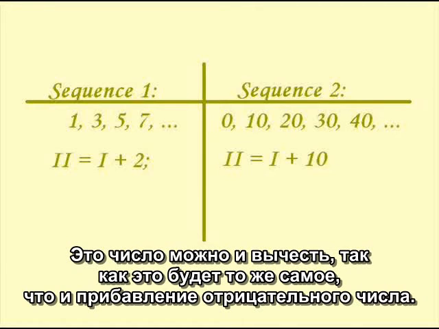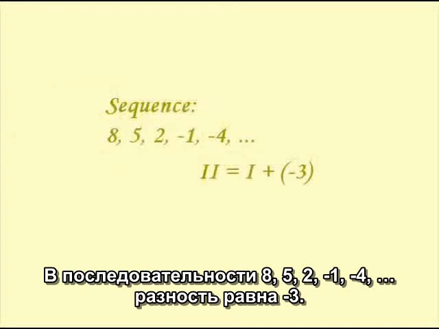We could also subtract a constant instead, because that is just the same as adding a negative constant. For example, in the sequence 8, 5, 2, -1, -4, etc., the difference between the consecutive terms is -3.